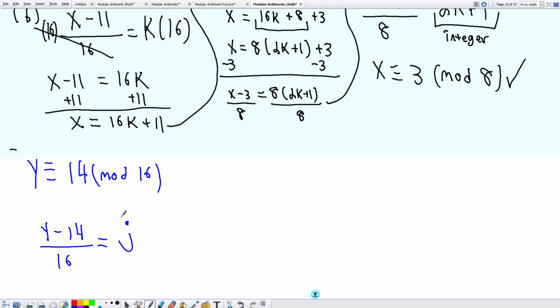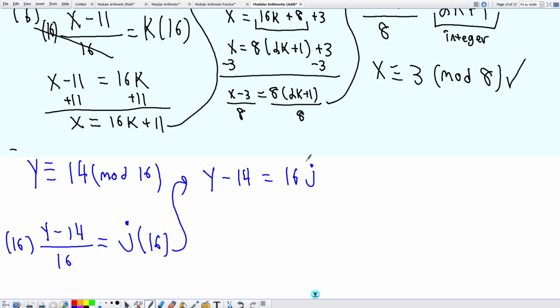And let's just repeat that same process I did. So multiply by 16 on both sides. We have y minus 14 is equal to 16j, because of course it cancels out the fraction. Add 14 on both sides. We get y is equal to 16j plus 14.